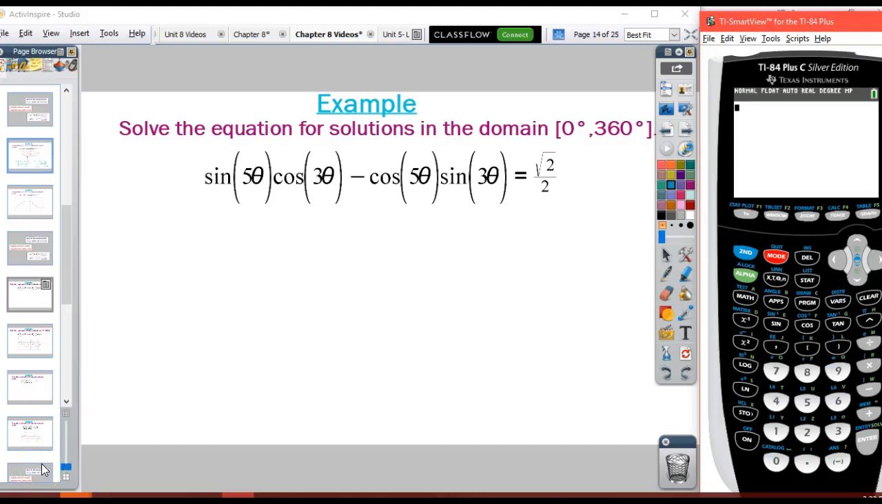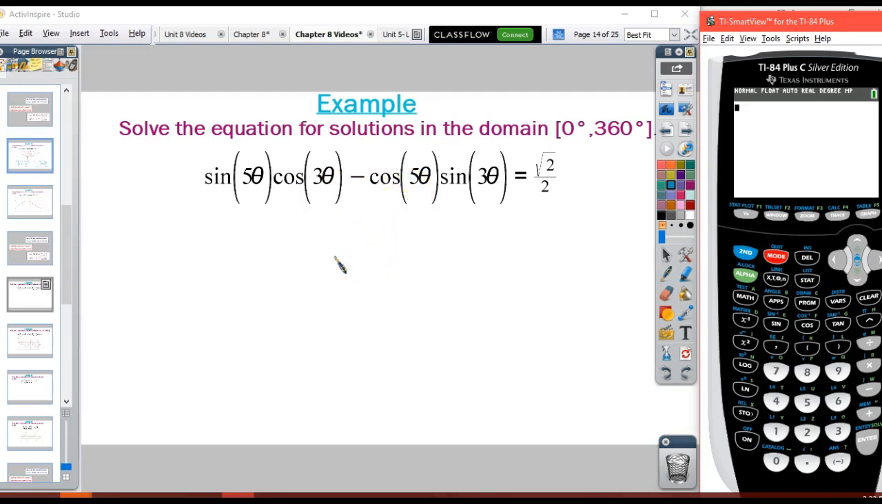In this problem, we're looking for all of the angles theta between 0 and 360 that would make the left side of this equation equal to the square root of 2 over 2. Right away I have a lot on here, so I want to try and find an identity that would simplify this into a single trig function.